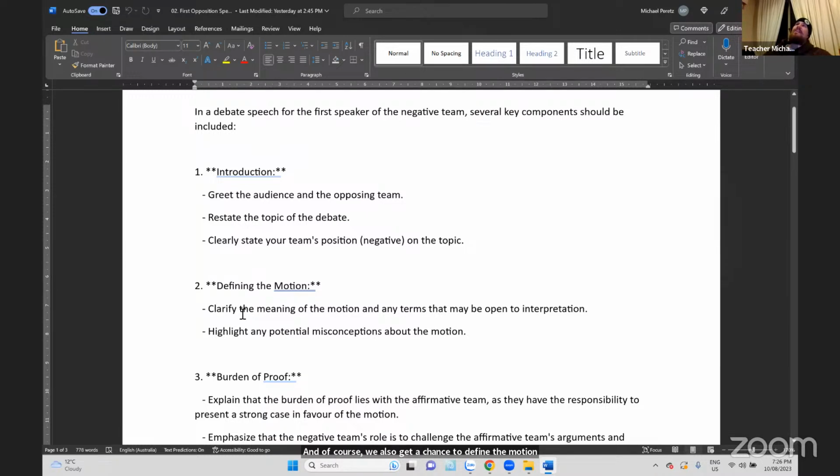To be honest, I can't even remember which class I've said this to and which class I haven't, so I'll just say it. The good thing about a debate is that you can have two teams arguing about the same topic, but those two teams can have a completely different understanding of the topic. So we'll see that as the opposition team starts to develop its case in this speech. And then we also want to highlight any potential misconceptions about the motion. So what don't people understand, or what do people think is true but actually isn't true about this topic? So let's have a look.